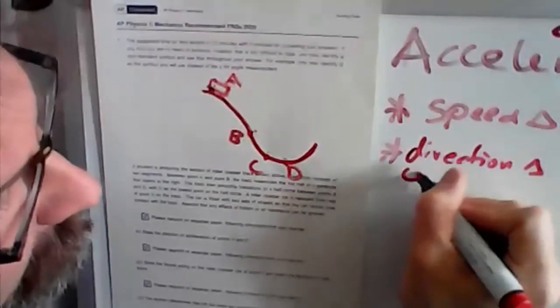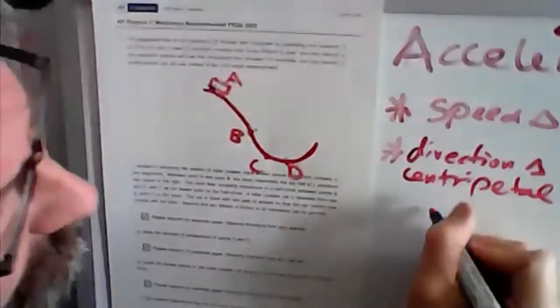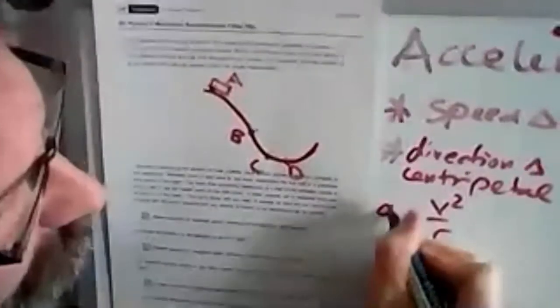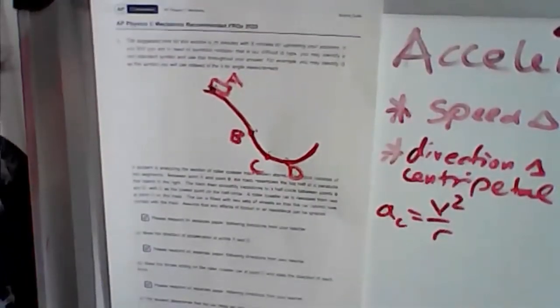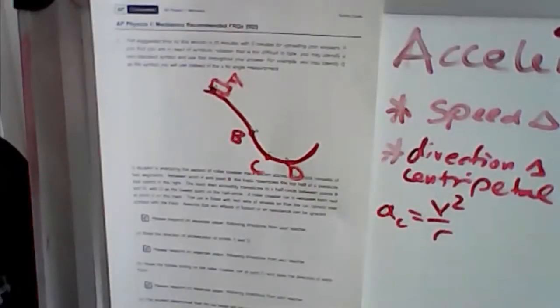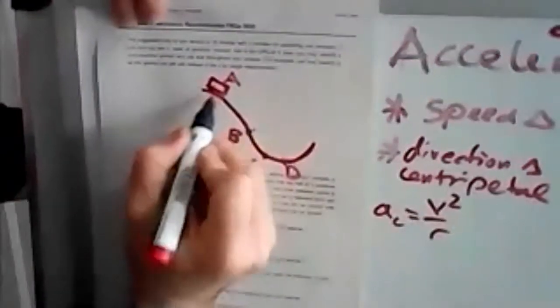Direction changing, also known as centripetal acceleration, right? V squared over R. V squared over R, exactly. So that direction changing acceleration, that centripetal acceleration, when V is zero, that makes sense? Mhm. So when we have a point like point A, where we're not moving, we don't have to worry about the fact that there is centripetal acceleration.